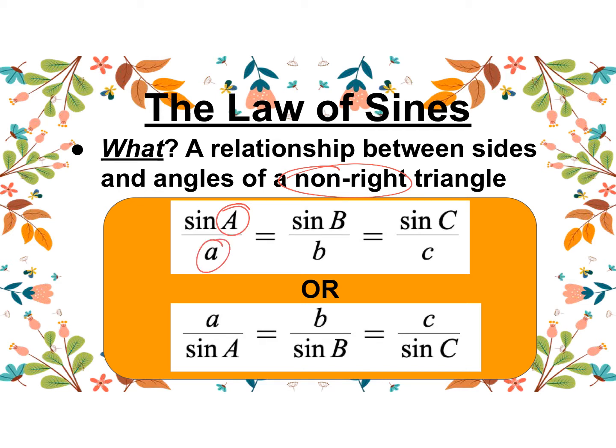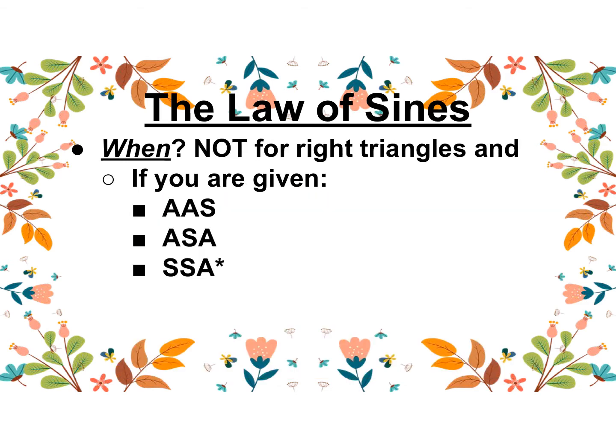You're not usually using all three. You pick what you need and you would use that as a proportion. Or you can put your sides on top. Either one is fine for the law of sines. When do you use it? Well, again, not for a right triangle, but if you are given angle, angle, side, angle, or side, side, angle. Notice I put the asterisk there because that could signify that you could have the ambiguous case.